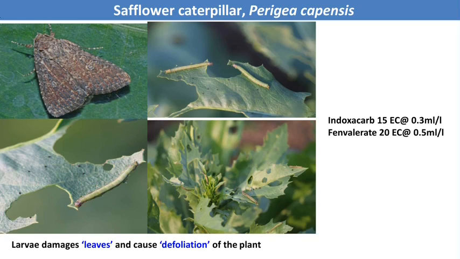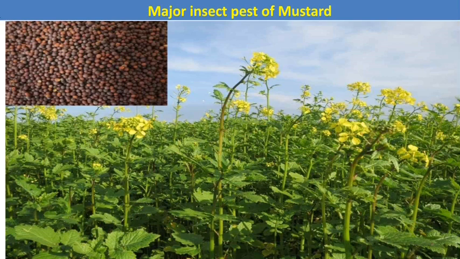Next, that is the safflower caterpillar. It is a lepidopteran pest, hence the caterpillar is the damaging stage. The caterpillars start their feeding from the margin up to the midribs on the leaves, and the leaves become skeletonized. And in case of severe infestation, complete defoliation of the plants occurs. And for the management of these safflower caterpillars, we can spray the crop with indoxacarb and fenvalerate insecticides.